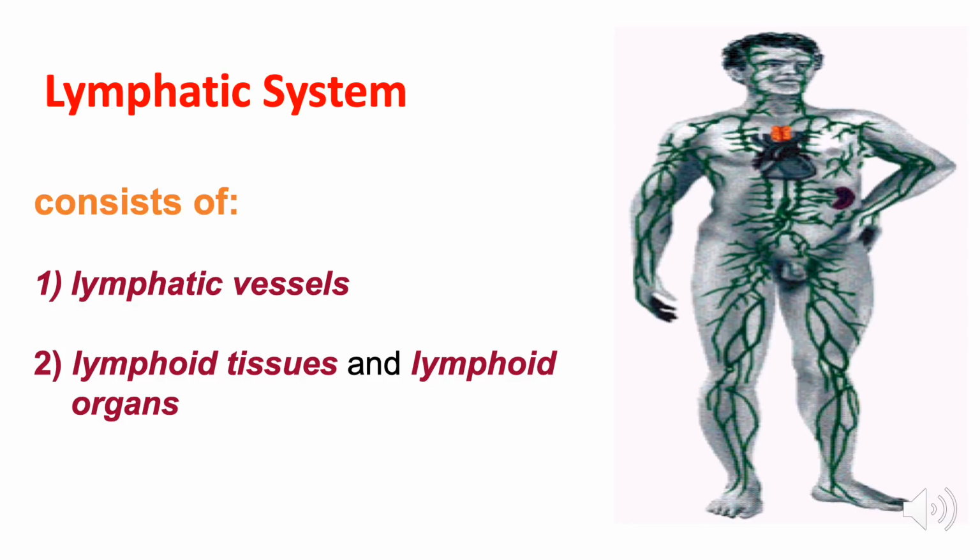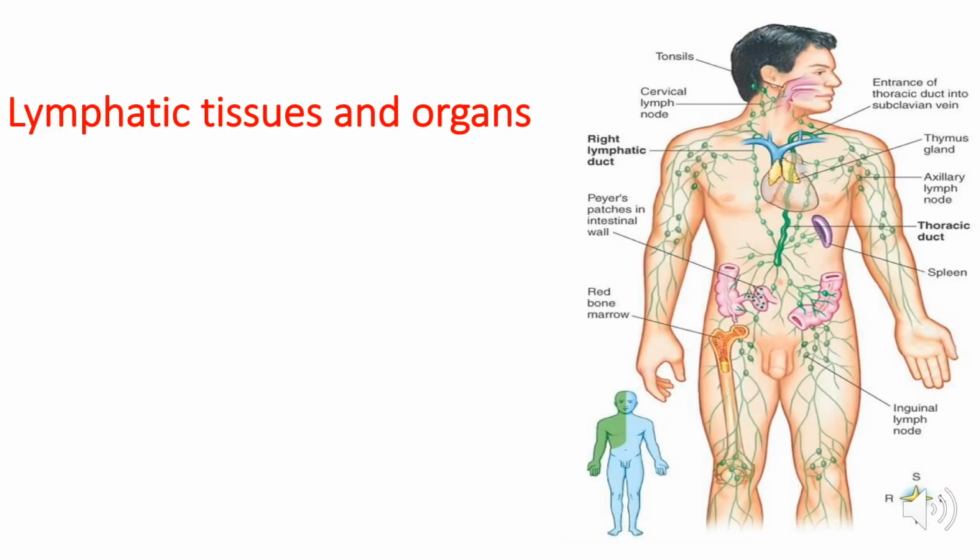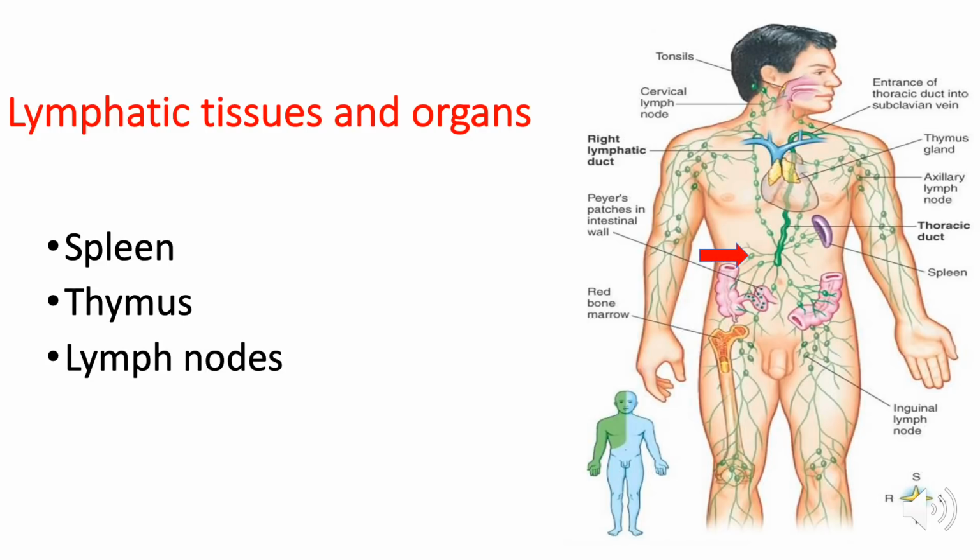Again, the lymphatic system is composed of vessels and tissues or organs. At this point, we will try to identify the different tissues and organs that belong to the lymphatic system. We have number 1, the spleen. We have the thymus. And we have the lymph nodes. Also included is the bone marrow because bone marrow functions to produce the T cells and B cells.